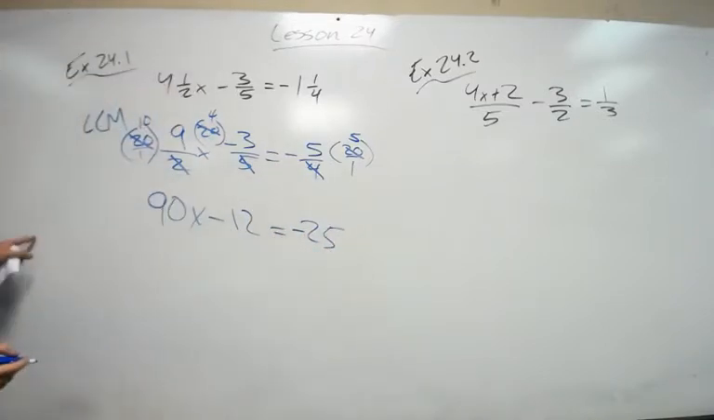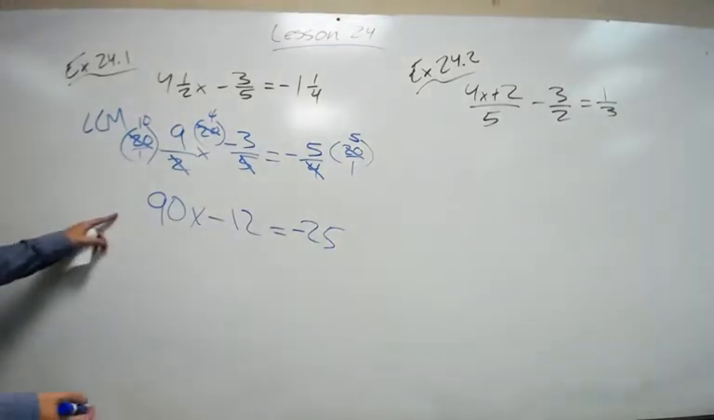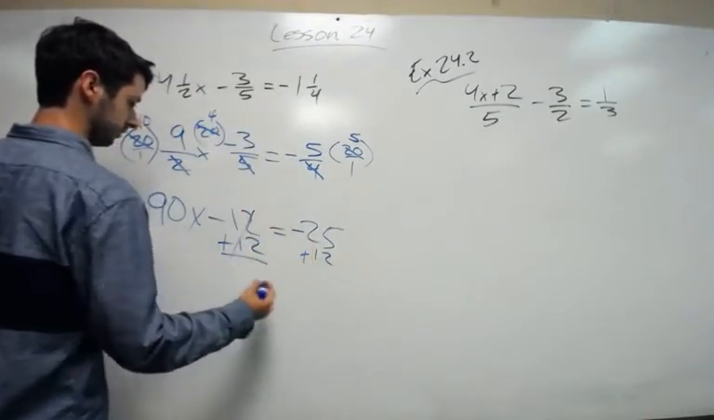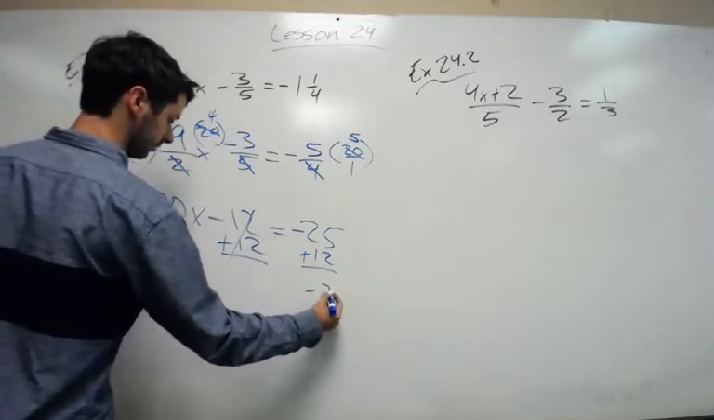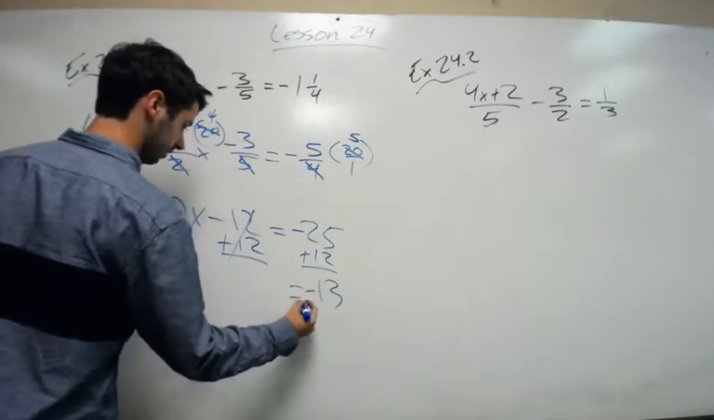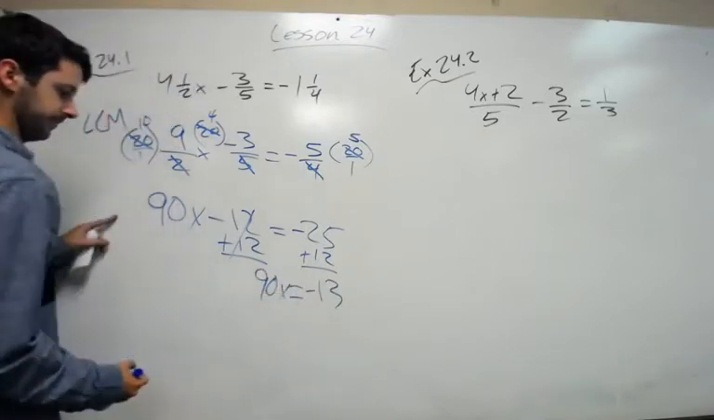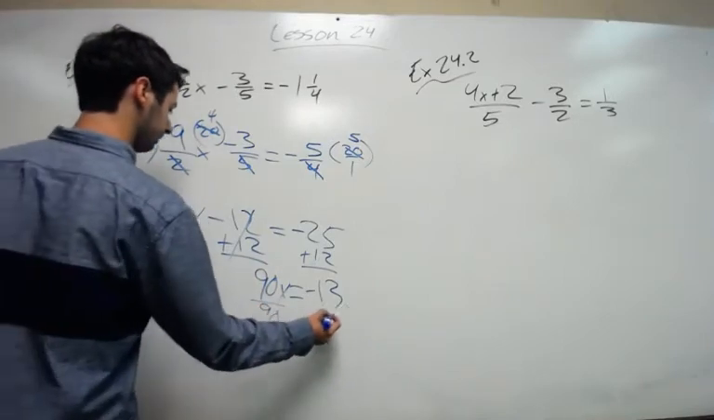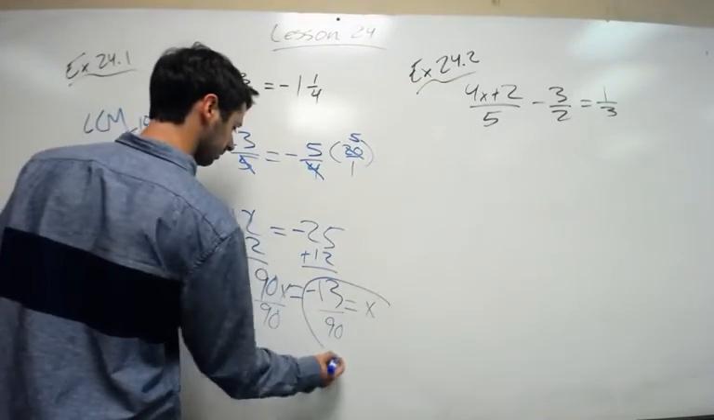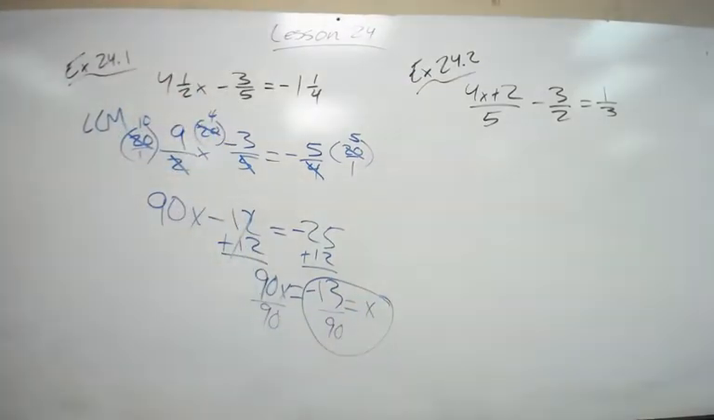And now we have an equation in which we can solve for x. Add 12 to both sides. Negative 13 equals 90x. Divide by 90 and we get a weird answer. But negative 13 over 90 equals x. Negative 13 over 90. So that's how you do fractional equations.